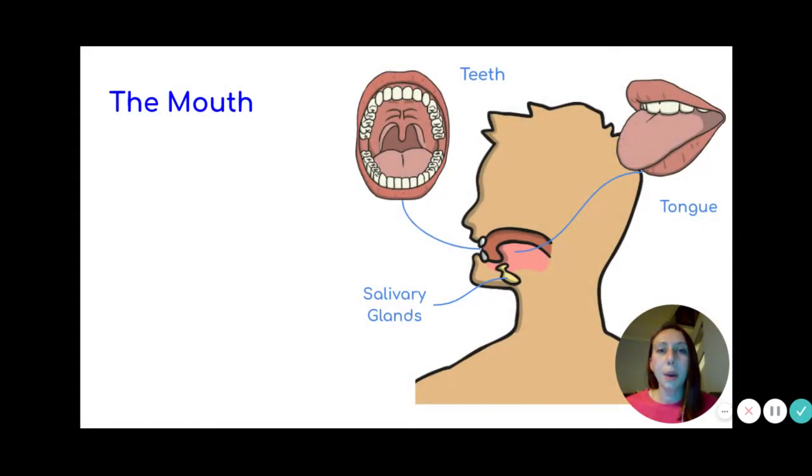So starting with the mouth, there's quite a lot going on there. Of course, we've got our teeth and our tongue to mash up the food and push it around our mouths, but we also have salivary glands. Now, what is a gland, I hear you ask? Well, very, very good question. So we have glands all over our bodies and they each have a different job. So we have our tear glands near our eyes and they make tears. We have sweat glands that produce sweat, and we have salivary glands which produce saliva, which is another word for spit or dribble.